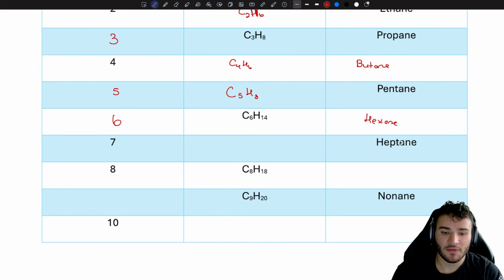Right? Just using Latin prefixes that you hopefully are familiar with from grade school, right? With learning shapes. For 7 carbons, heptane will have C7. You multiply that by 2, you'll get 14. And then subtract 2, you'll get 12.